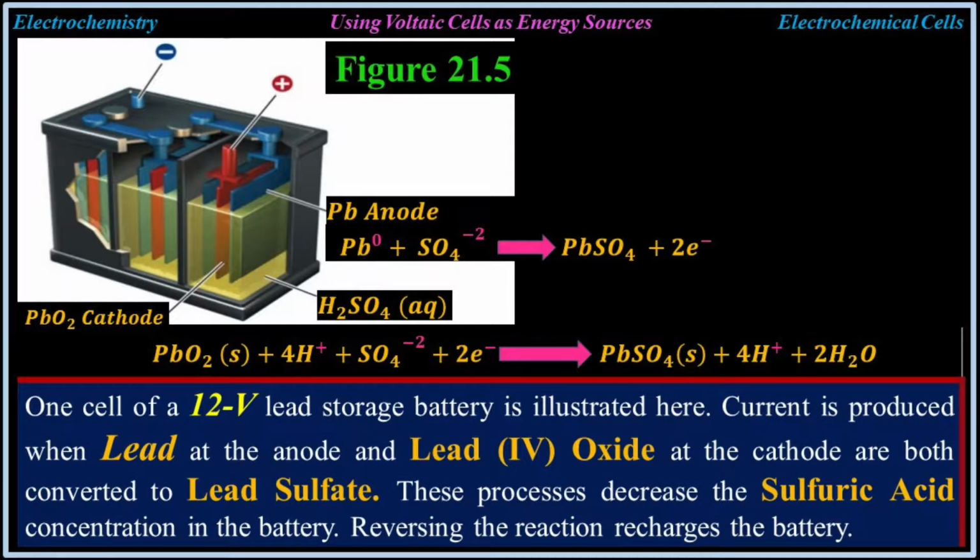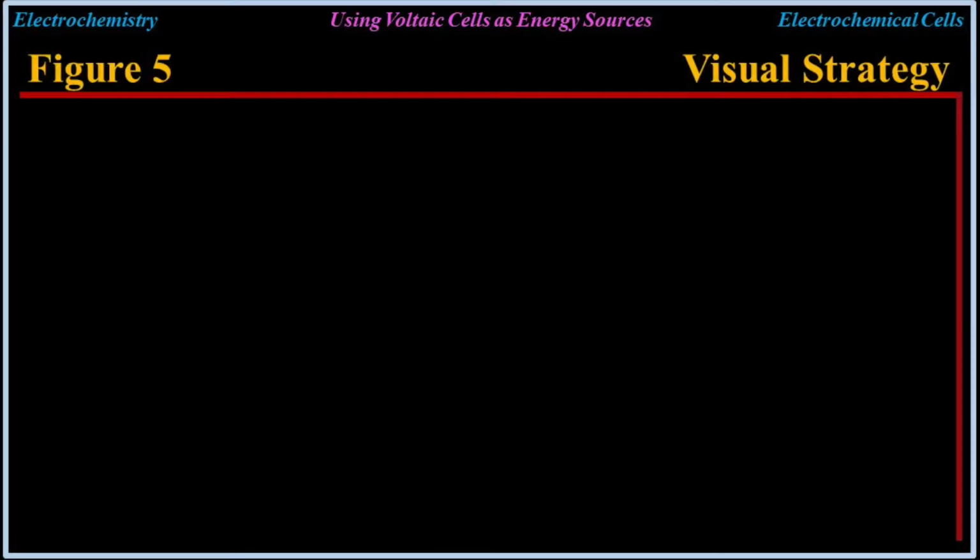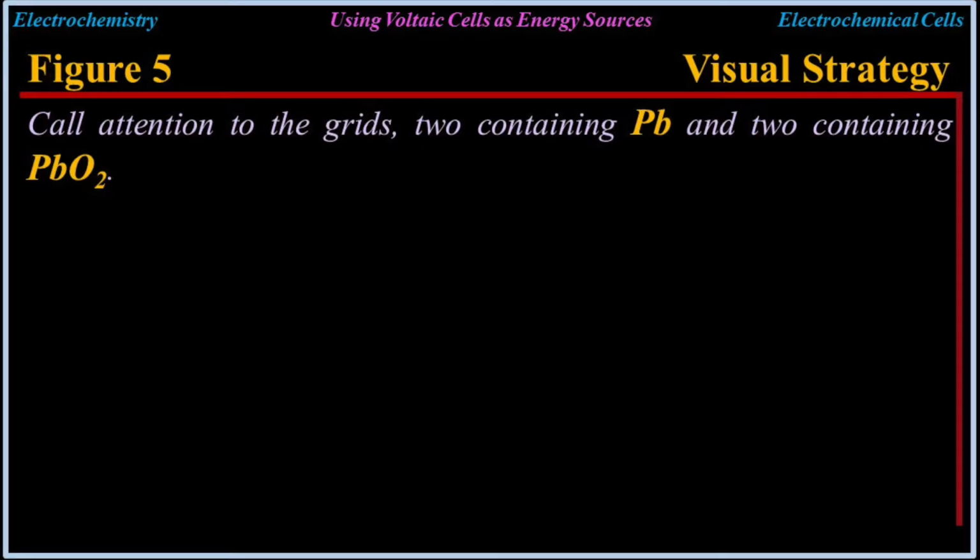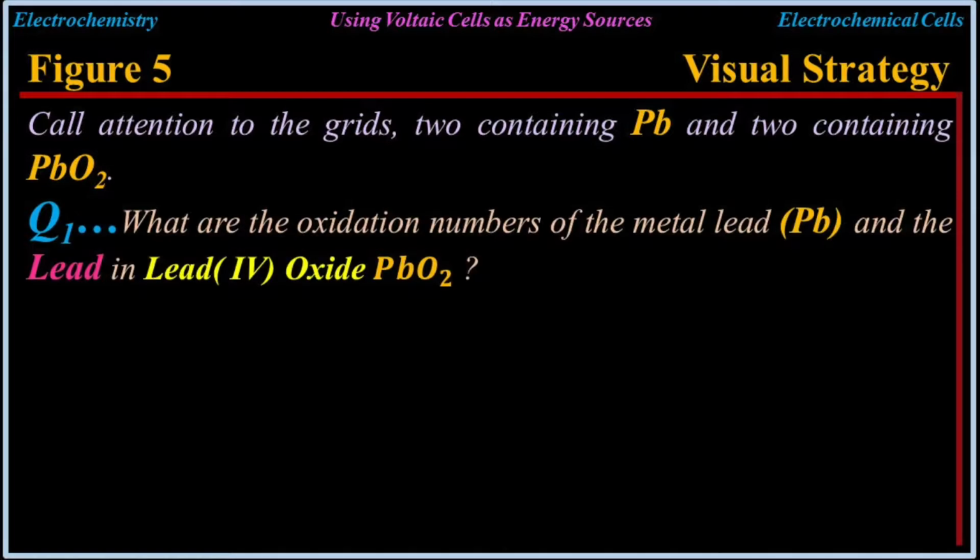And here is another shot of the same figure. You can see that in the equation at the anode, you are oxidizing lead to lead 2+, and in the cathode reaction, you are reducing lead 4+ to lead 2+. Figure 5, visual strategy. Call attention to the grids, 2 containing lead and 2 containing lead(IV) oxide. What are the oxidation numbers of the metal lead and the lead in lead(IV) oxide?